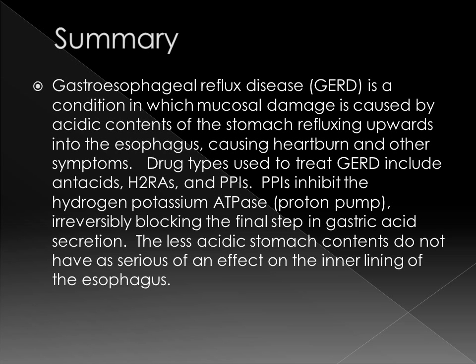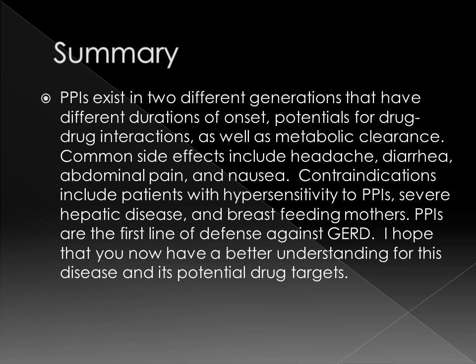To summarize the presentation, gastroesophageal reflux disease is a condition in which mucosal damage is caused by acidic contents of the stomach refluxing upwards into the esophagus, causing heartburn and other symptoms. Drug types used to treat GERD include antacids, H2RAs, and PPIs. PPIs inhibit the hydrogen potassium ATPase, irreversibly blocking the final step in gastric acid secretion. The less acidic stomach contents do not have as serious of an effect on the inner lining of the esophagus.